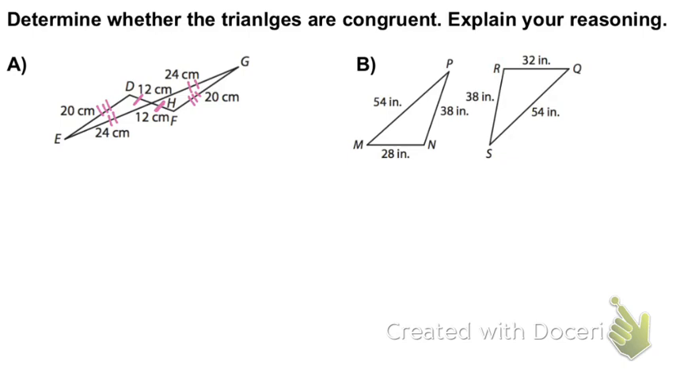Side, side, side. We can say triangle EDH is congruent to triangle... if I call it EDH, what do I have to call the other one? GFH, in order to correspond. So I'm going to say triangle EDH is congruent to triangle GFH by side, side, side. That's enough to show that they're congruent. We proved the triangles congruent.